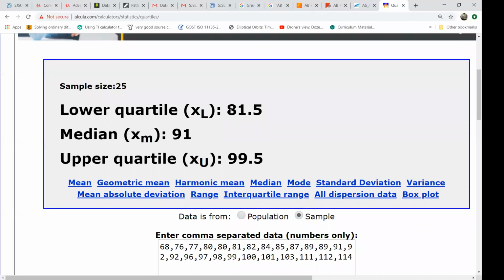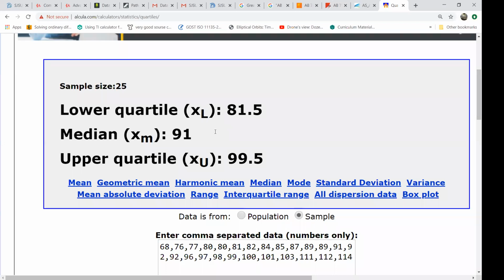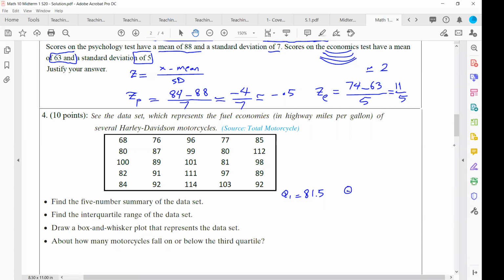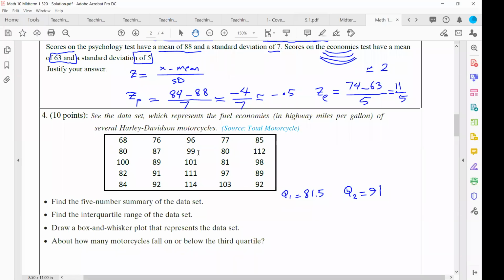Lower quartile, Q1, 81.5, okay? 81.5. Second quartile, or the median, is 91. Q2 is 91. Q3 is 99.5. 99.5.